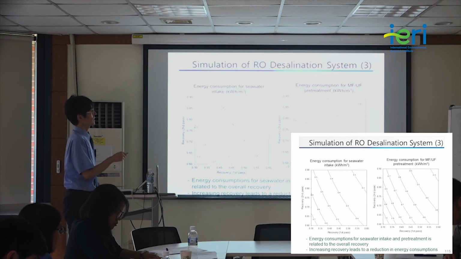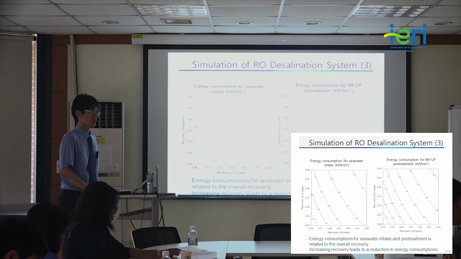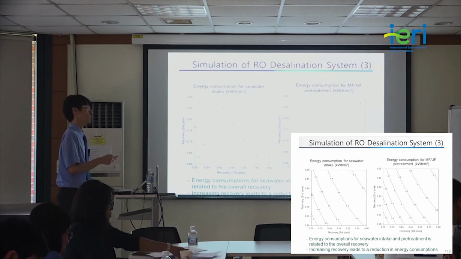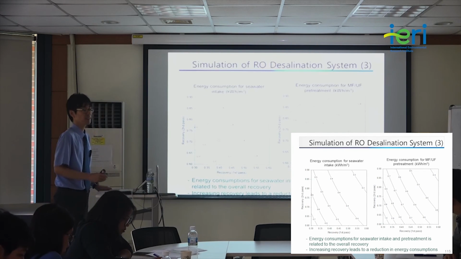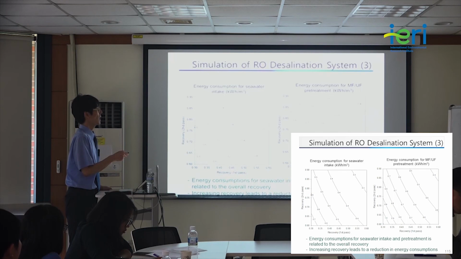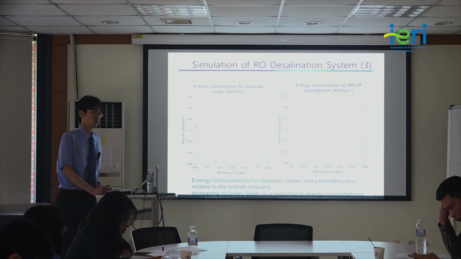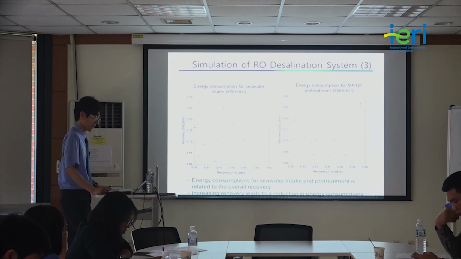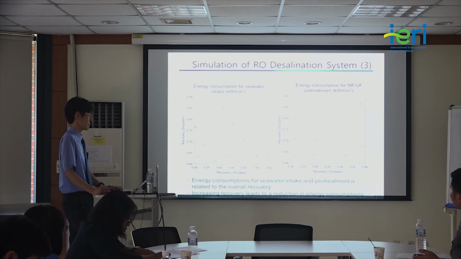At the same time, the energy consumption for the microfiltration and ultrafiltration pre-treatment is also the same, because if we have a lower recovery, in this case, we have to treat more water by these membranes. So again, we have a clear increase in the energy consumption by this pretreatment with lowering the recovery in both first pass and second pass.